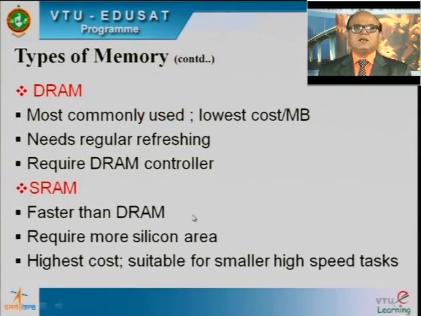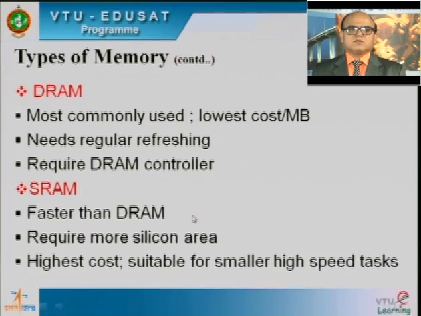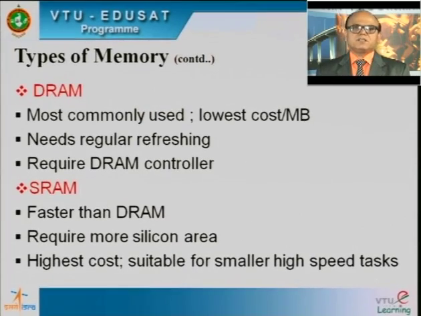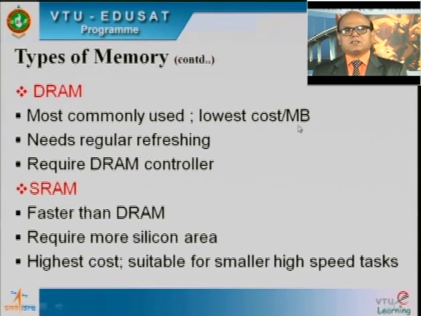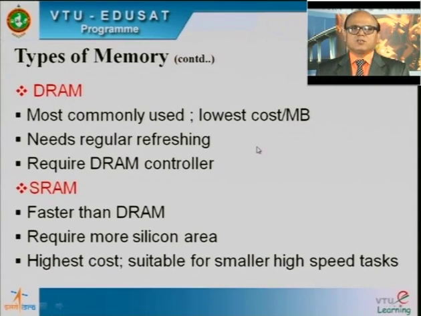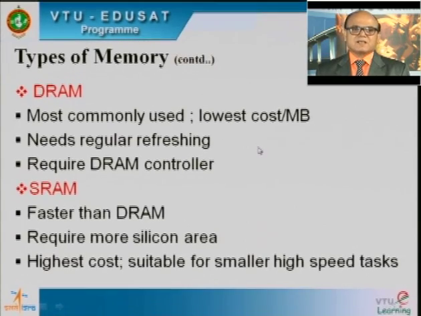And coming to the RAM, different types of RAMs are available. Apart from the conventional RAM, we have DRAM, dynamic RAM. The most commonly used RAMs are the DRAMs. They have the lowest cost per MB, so the storage cost per bit is lower. Wherever cost is the criterion, a DRAM could be selected.